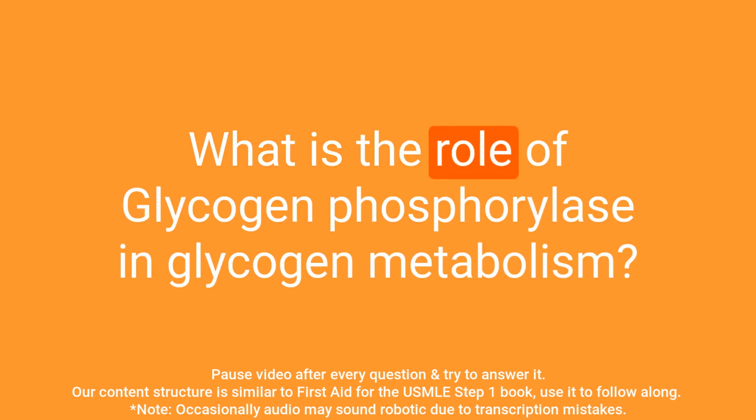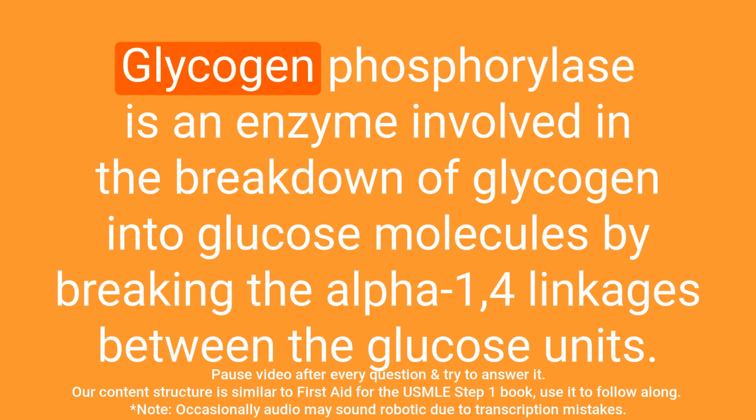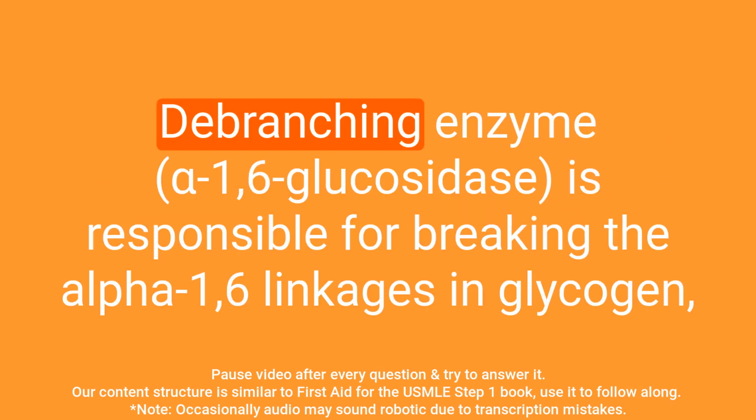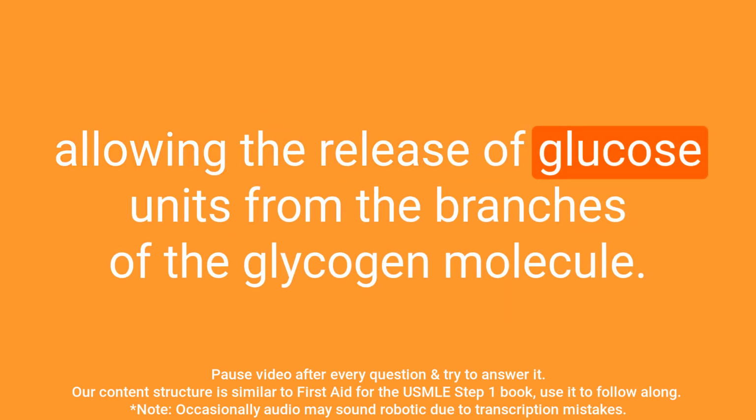Question: What is the role of glycogen phosphorylase in glycogen metabolism? Answer: Glycogen phosphorylase is an enzyme involved in the breakdown of glycogen into glucose molecules by breaking the alpha-1,4 linkages between the glucose units. Question: Can you explain the function of debranching enzyme? Answer: Debranching enzyme is responsible for breaking the alpha-1,6 linkages in glycogen, allowing the release of glucose units from the branches of the glycogen molecule.